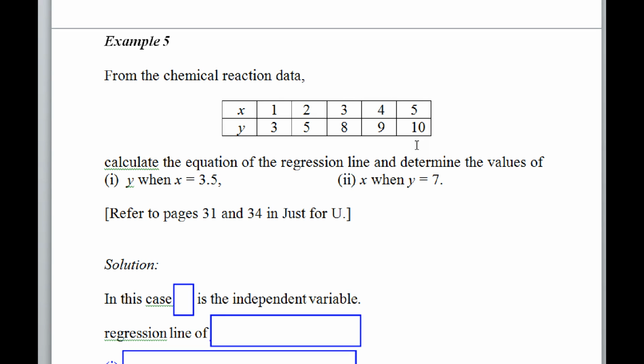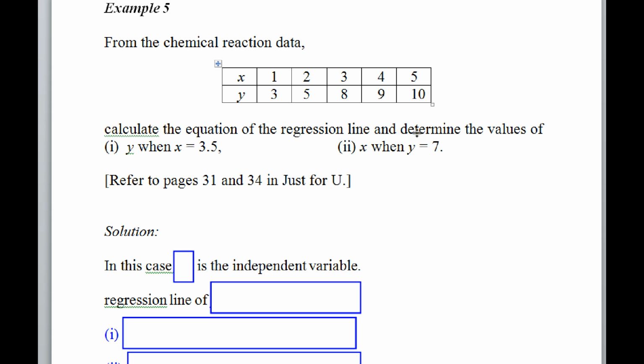Okay, example 5. This is the chemical reaction data, all right? Calculate the equation of the regression line and determine the values of y when x is 3.5 and x when y is 7. Now, I think it will be useful for us to go through the exercise. How do we find the regression line?